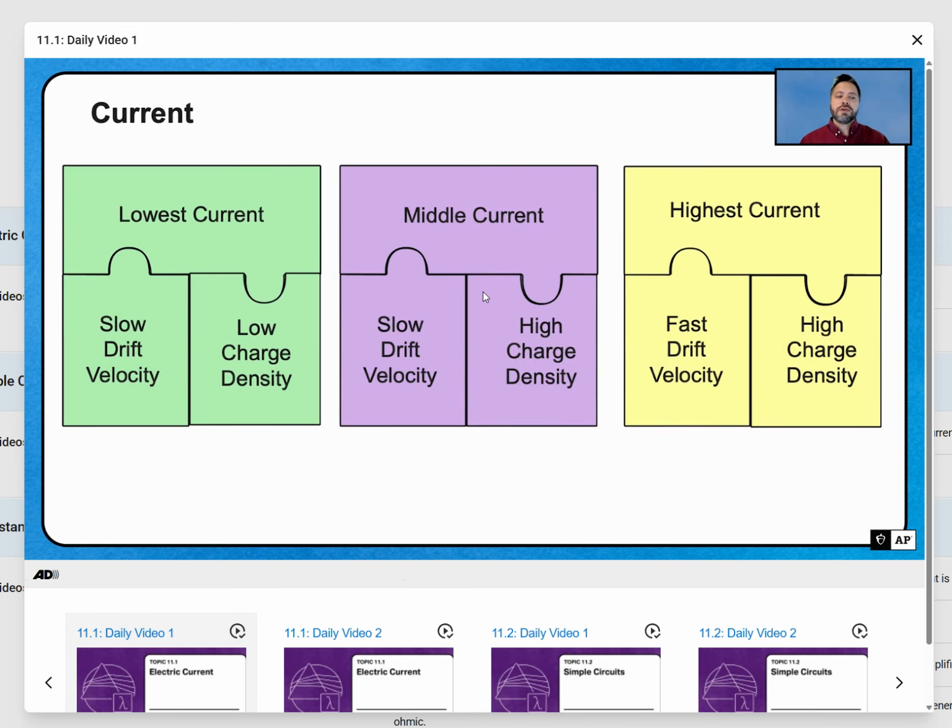So low current can be due to a slow drift velocity, so you can have charges that are moving through the cross section very slowly, or it can be due to a low charge density. If you look at that cross section, you would have charges that are few in number. Whereas with a high current, you can have charges that are moving through the cross section very quickly, or you can have charges that are plentiful in number passing through that cross section.